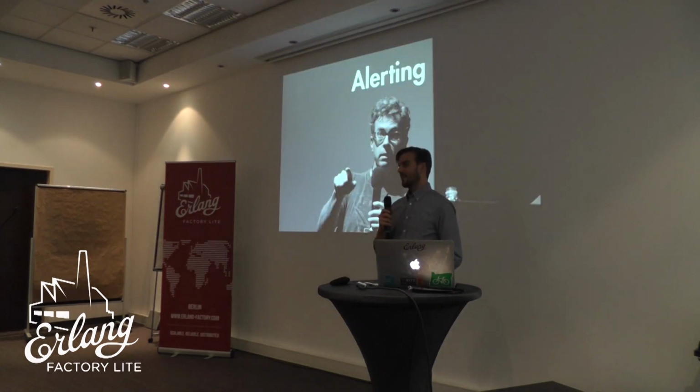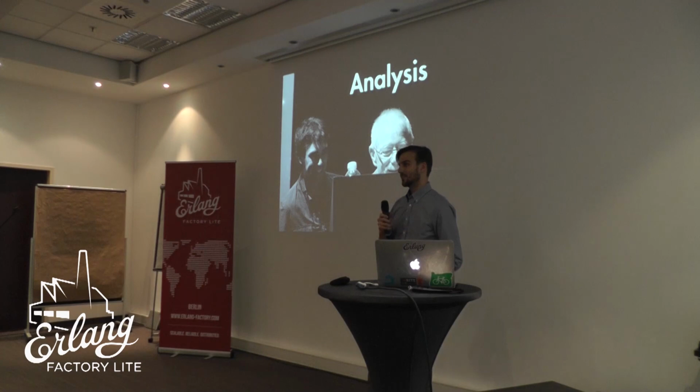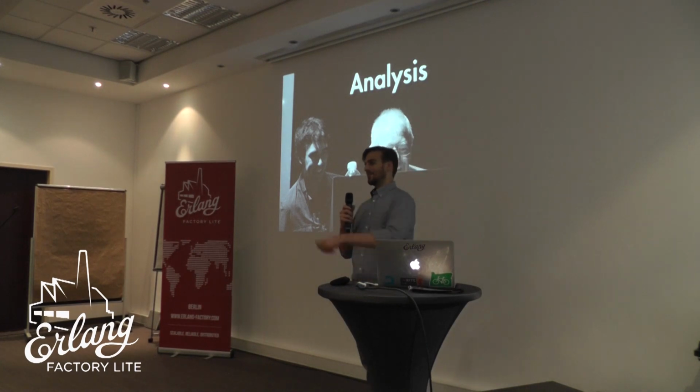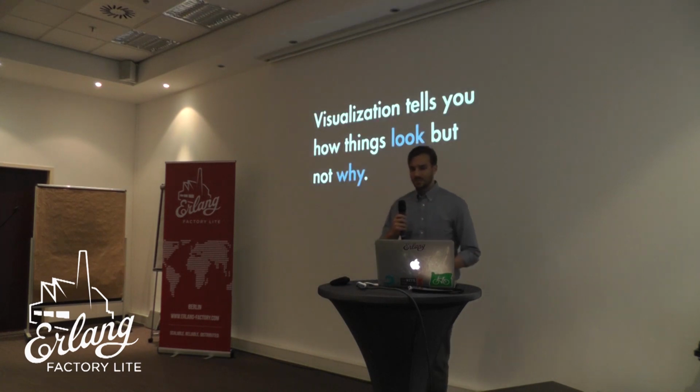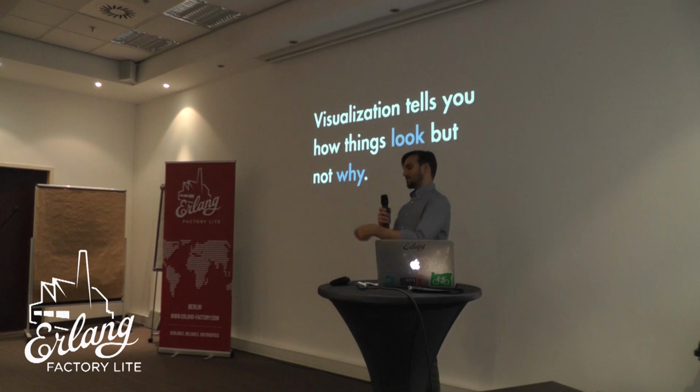You have alerting, which is to say, all of these pretty graphs are doing this thing, and this is actually a bad thing, so do something about it, human, please. And then you have analysis, which is deciding that all of these alerts are actually valuable, and you can do something about it. So visualization tells you how things look, but not why. So that sure looks bad, but what's actually going on?